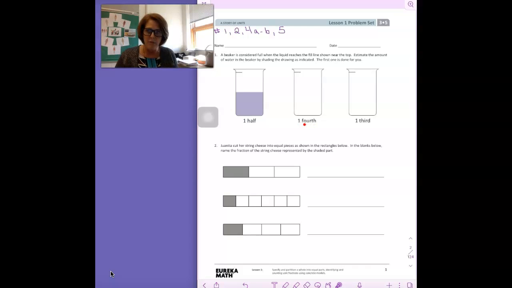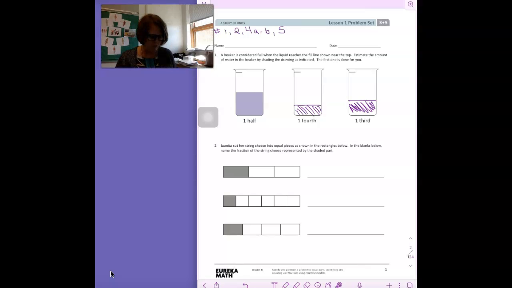The next one is 1/4. So what we need to do is try to imagine in our brains 4 equal parts on this beaker, and then draw where we think it would land. So you can shade that in. You're not drawing all of the parts, you're just visualizing it. The next one is 1/3. So now I'm thinking about 3 equal parts. Where would that be? It would be a little higher than 1/4. And you can color that in.